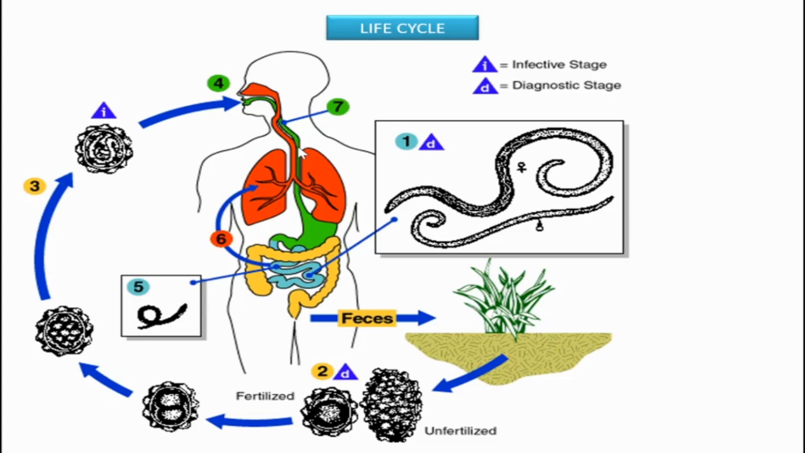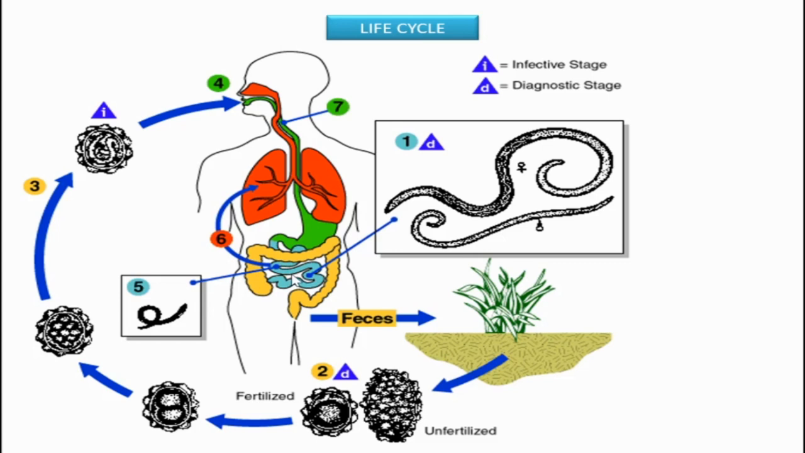From the esophagus, it reaches again the intestine. This long journey of the larvae starts from the intestine, passes through several vital organs, and finally comes back to the intestine a second time. Such migration is called the extra intestinal migration. And in the intestine, after the extra intestinal migration, that means it's a second infestation of the intestine.